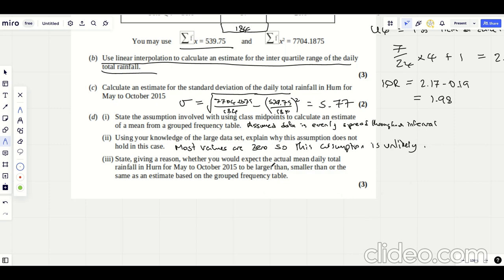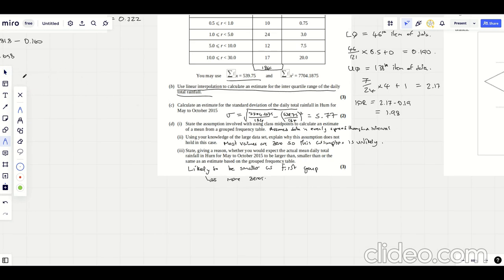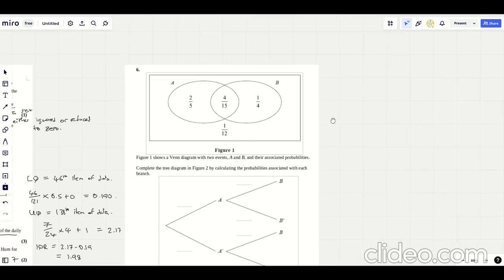State, giving a reason, whether you'd expect the actual mean daily total rainfall to be larger or smaller than the estimate based on this. It's likely to be smaller since the first group has more zeros. Yeah, so it's all about knowing that column in the large data set here, which is a pretty big ask, really. But yeah, have a look at the large data set. There's a really good website actually called Westie's Workshop, which has some really good large data set stuff.